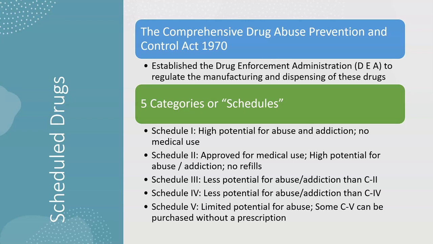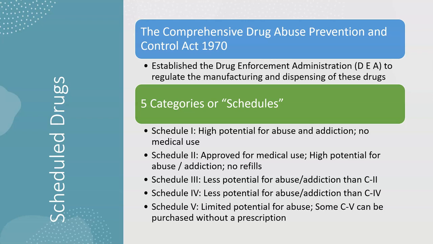Prescription drugs start at Schedule 2s. Schedule 2s are approved for medical use. They have a high potential for abuse and addiction, and because of that, there are no refills. So morphine falls into this category, oxycodone, Percocet, Norco. You may have heard of some of these. Even fentanyl is in that Schedule 2 group.